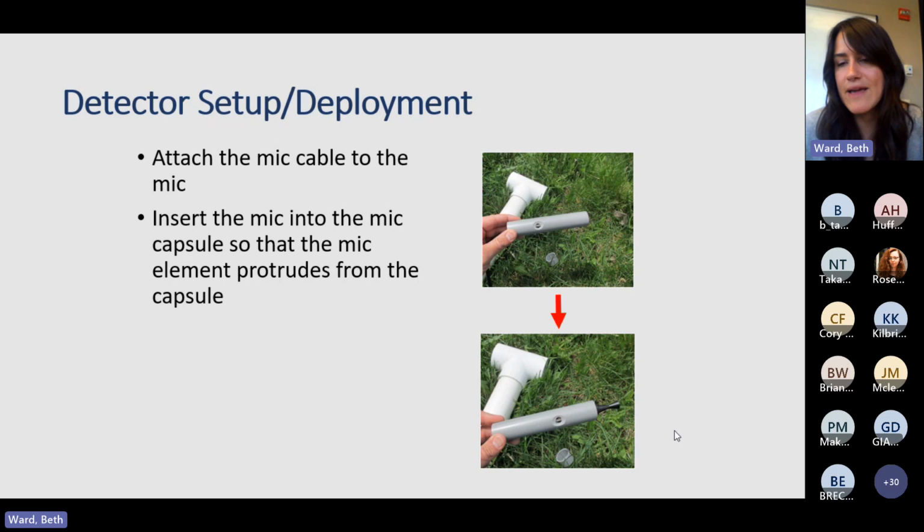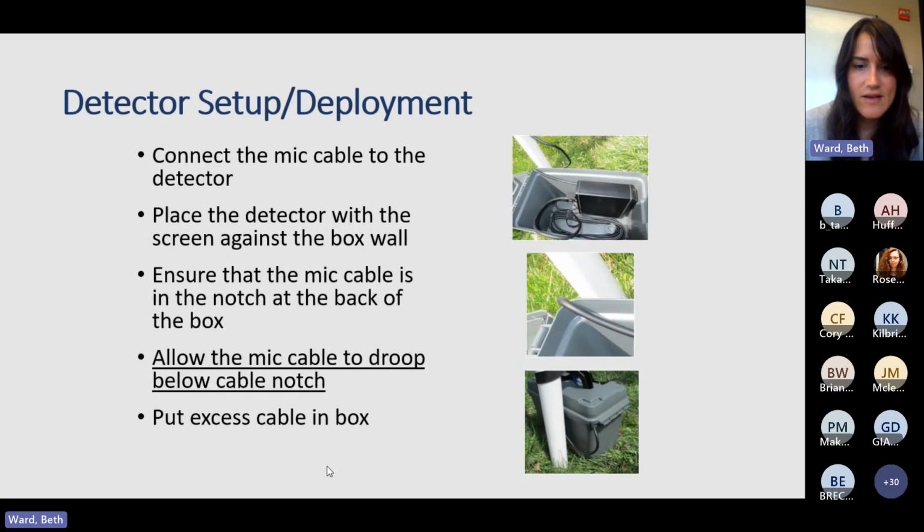And again, that mic capsule is for protection of the microphone during storage and transport, because those are not cheap little objects. And so then you can place your detector in the storage box. I would recommend putting the screen against the box wall to prevent damaging the LCD.